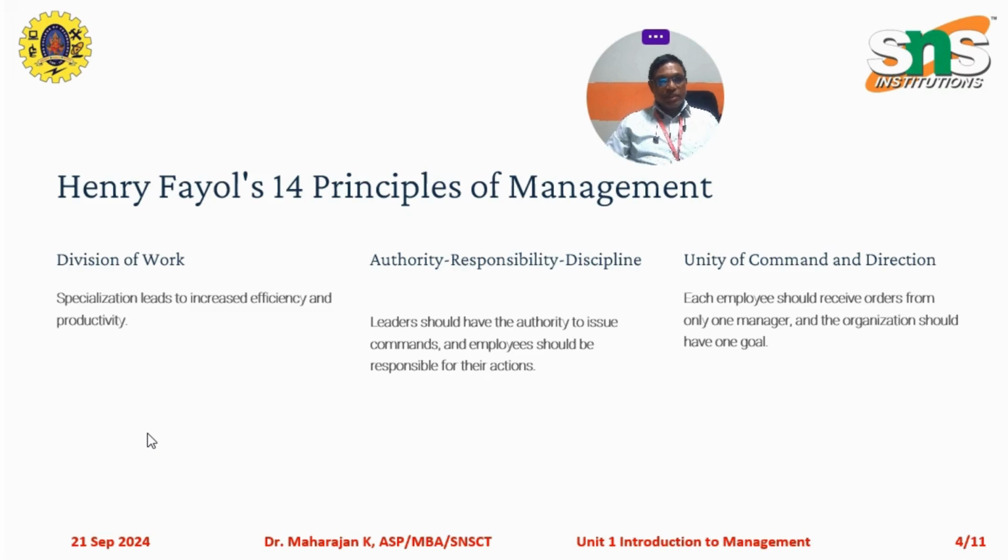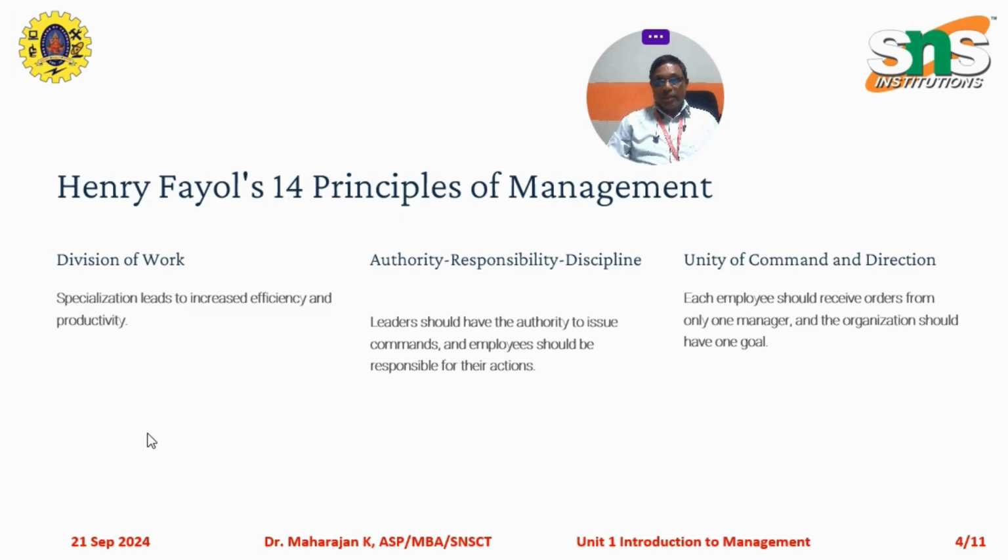Division of work. Division of work means specialization. It leads to increased efficiency and productivity. By doing the task again and again, we become more effective and efficient in doing it. Then authority and responsibility. Leaders should have the authority to issue commands, and employees should be responsible for their roles and their actions. So discipline is very, very important in an organization. And we have unity of command and unity of direction. Each employee should receive orders from only one manager, and the organization should have only one goal. All people should be working towards one objective, the organization objective.